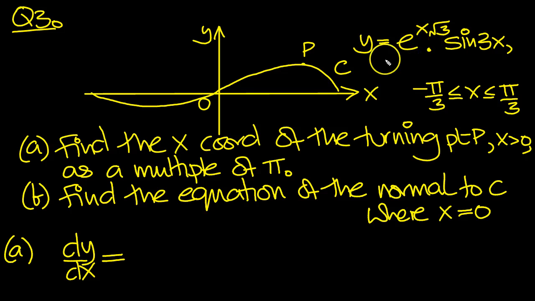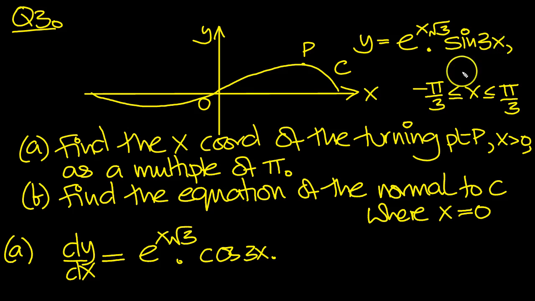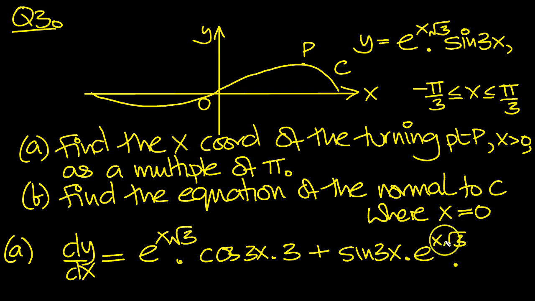So let's proceed then. It's u multiplied by the v dx. Sine of something goes to cos of something, multiplied by the something differentiated, which is 3. That's where we use the function of a function rule, plus v, sine 3x, times du dx. So differentiate this then: e to the something differentiates to e to the something, multiplied by the something differentiated, and that differentiates to root 3. Okay, so that's dy dx.